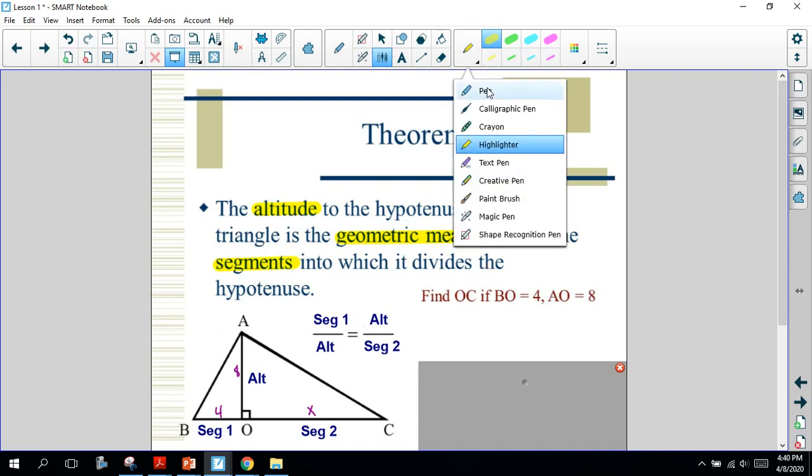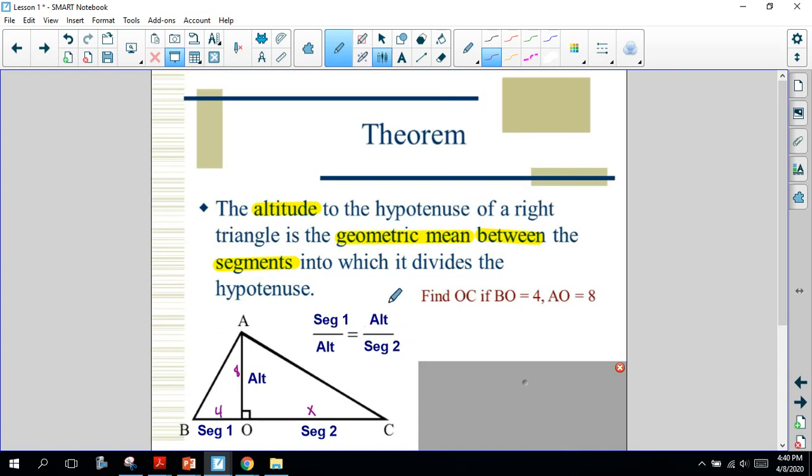And I don't necessarily memorize this formula. You can if you'd like. I've got the altitude in this diagram. So I know the altitude 8 is a geometric mean, so I put it in the place where the geometric mean would go. It is a geometric mean between the segments of 4 and x. So here we go. 4x ends up equaling 64, and the value of x in this case is equal to 16.